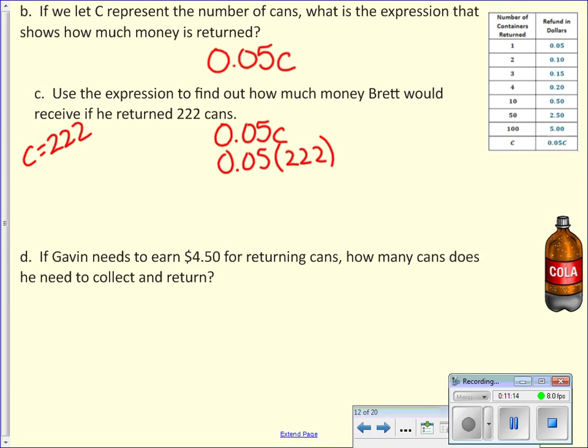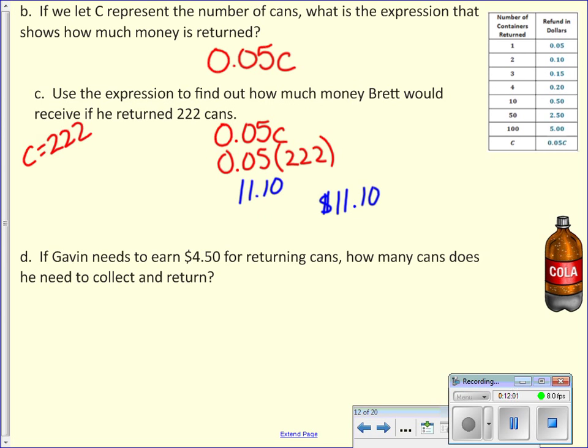So let's think reasonable answers. If it was $1 per can, we'd be getting back $222. If it was half a dollar, if it was 50 cents per can, it would be $111. We're looking at 222 cans. So if 100 was 5, 200 should be about 10. How much money was it? 11.10. So our answer labeled is $11.10.